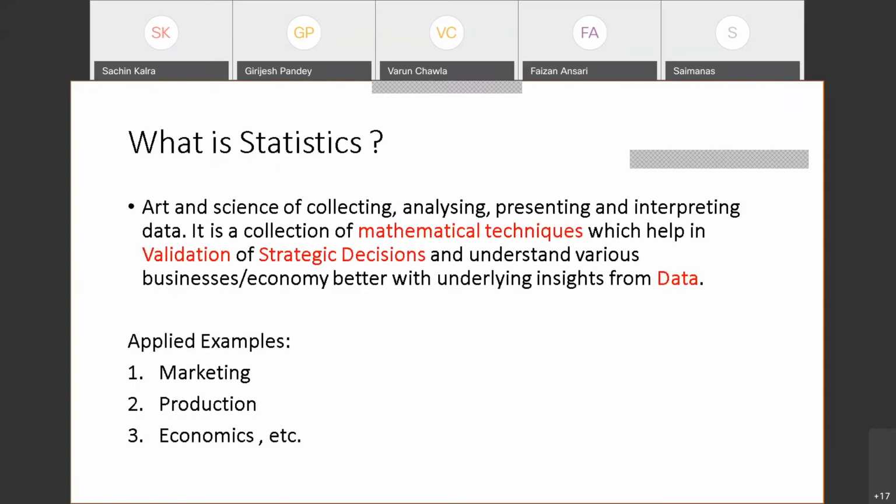Starting from the definition, what is statistics? In layman terms, it's just a simple art and science of collecting, analyzing, presenting, and interpreting the data. Now we have got the four terms here. Collecting. So first of all, we have the data sources. We collect the information. Then we analyze it.